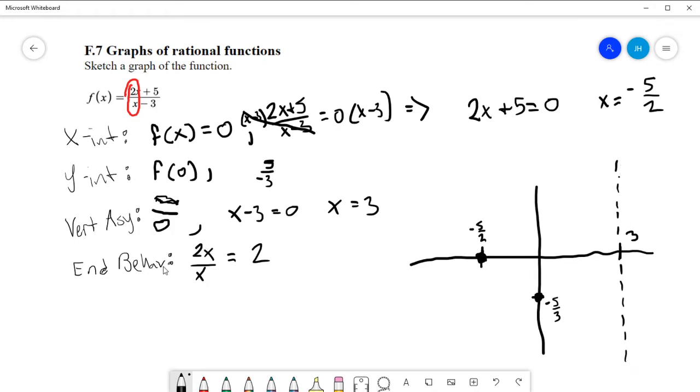And then finally, the end behavior. The end behavior is going to be 2. And when we talk about end behavior, guys, it's actually a y value. It's y equals this. So up here at y equals 2, I will have a dashed line from my end behavior. And we have all the features that we need in order to get started.